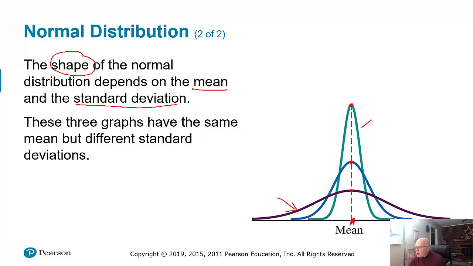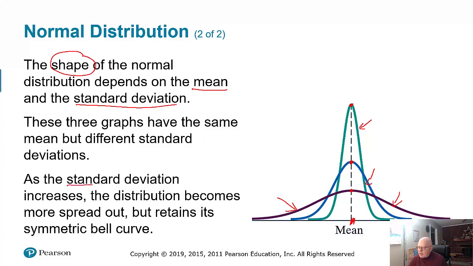Imagine you took this green one, grabbed both sides, and pulled it to the left and to the right. You might end up with the blue one. If you pull it a little bit further, you'll end up with the black one. That's sort of an idea. The dispersion is how spread out it is.